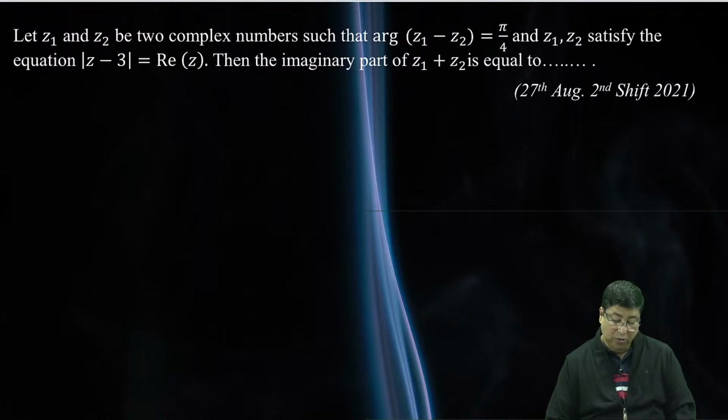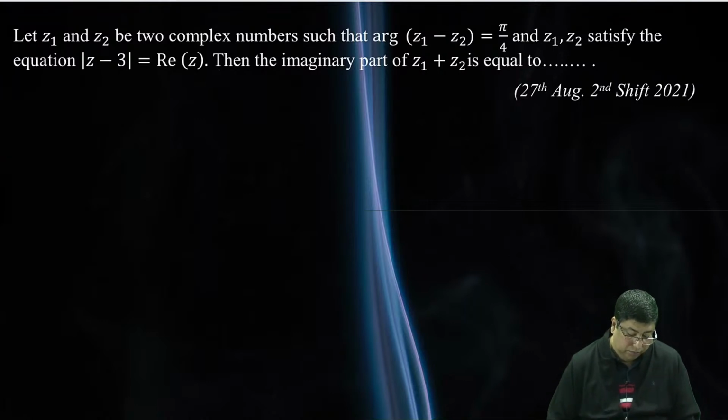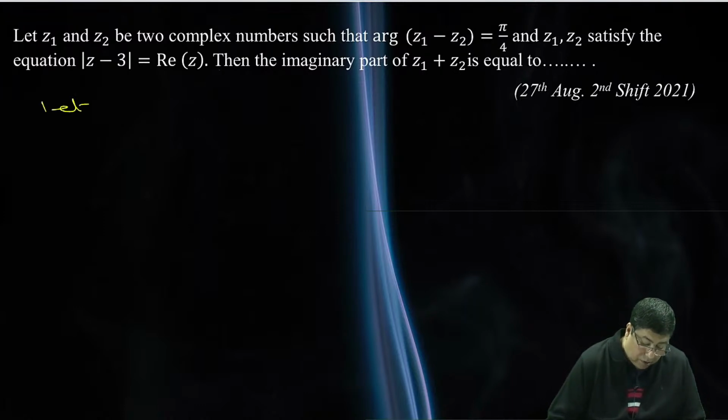Let Z1 and Z2 be two complex numbers such that argument of Z1 minus Z2 equal to pi by 4 and Z1, Z2 satisfy the equation mod of Z minus 3 equal to real Z, then imaginary part of Z1 plus Z2. What to do? Imaginary part of Z1 plus Z2 means Y1 plus Y2. What to do? Let, same as previous case, z1 equal to x1 plus iy1 and z2 equal to x2 plus iy2.